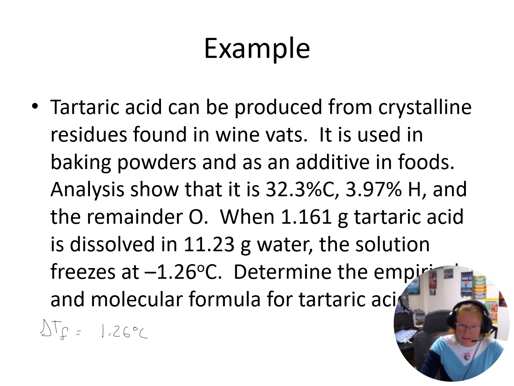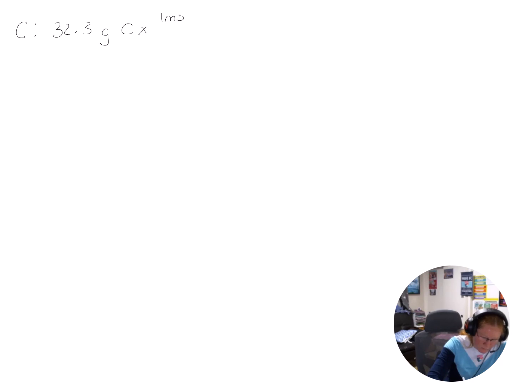All right, so now let's take a look here. We need to figure out two pieces of information: the empirical and molecular formulas. The empirical formula we've done a zillion times before. We're just going to do our percent composition. So I have 32.3%, so it's 32.3 grams of carbon times 1 mole over 12.01 grams, which gives me 2.689.